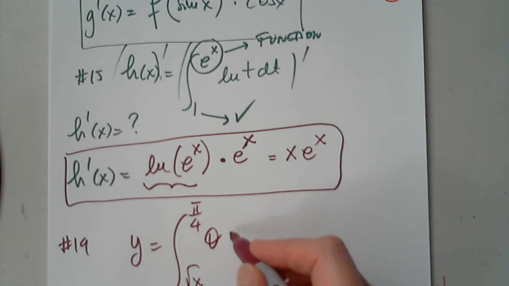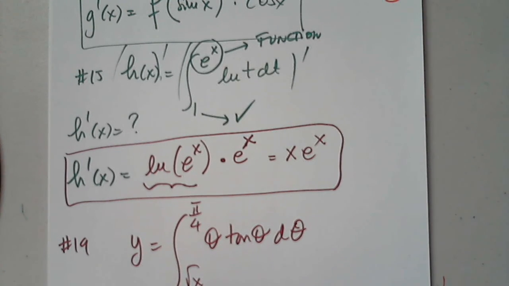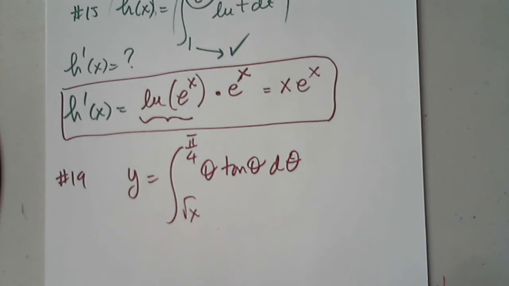So we have theta, tangent theta, of course, d theta. Nice try. So please correct that. It makes no sense. The function is in theta. You cannot have du. Okay. So please correct that in your book or in your mind. Good. So we are only asked to find y prime.